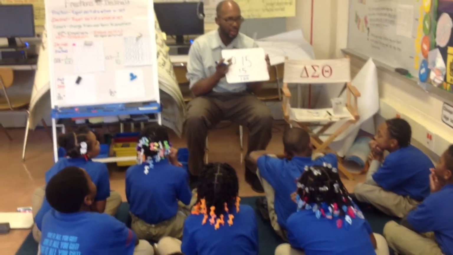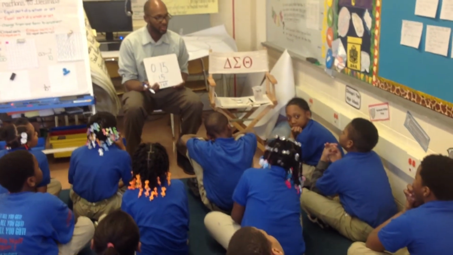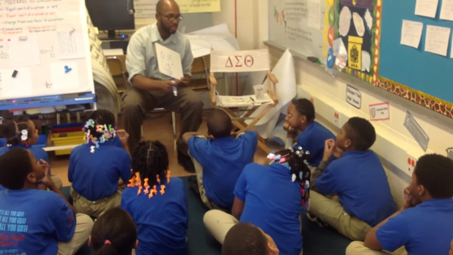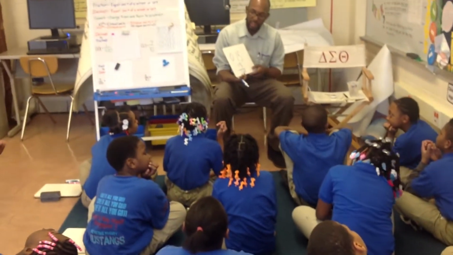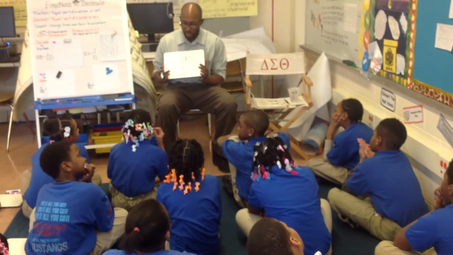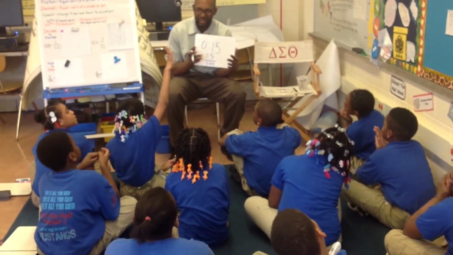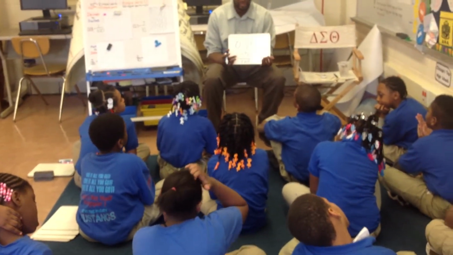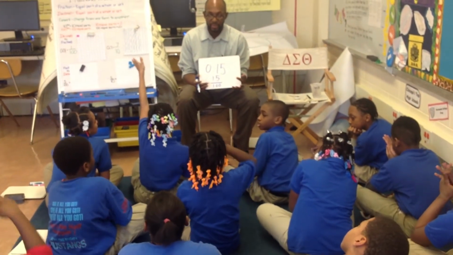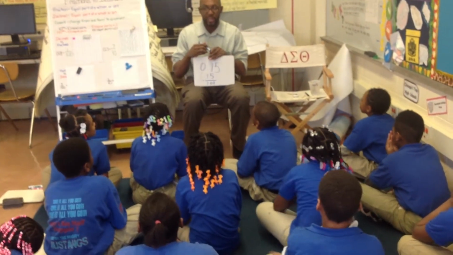Why do we have 100 in our denominator, Kamani? Because that is the full amount. Okay, so it tells us that we have to divide our whole into 100 equal parts. And why do we have 15 in the numerator, Kamani? Yes, it tells us what's present or what we want.